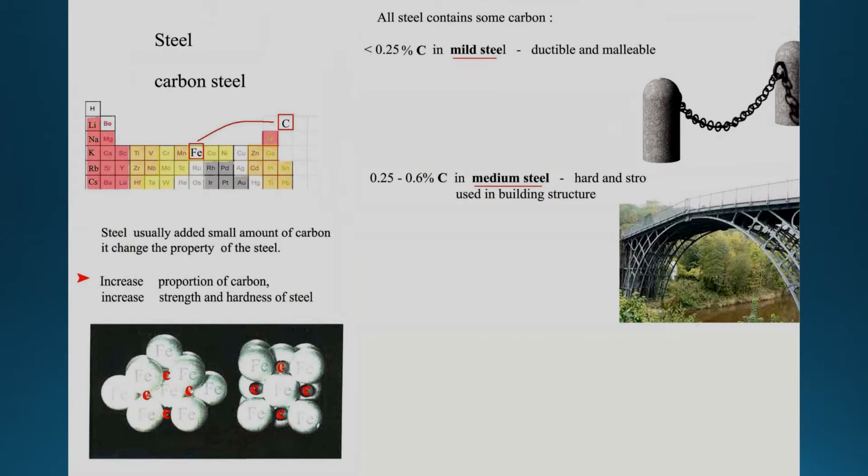When you put 0.5% carbon into it, they call it medium steel. They call it medium steel, and it is hard and strong. They use it for building structures such as bridges, which can support a weight of 1,000 tons without bending. So this medium steel we also call structural steel.